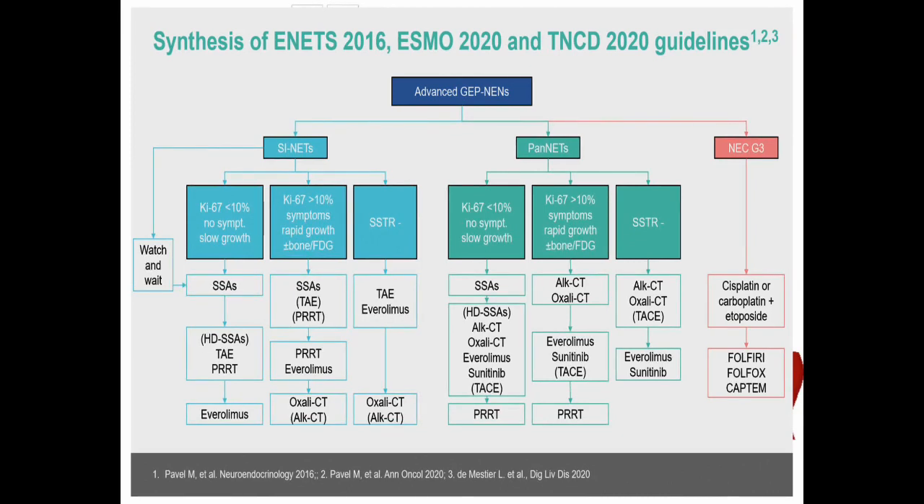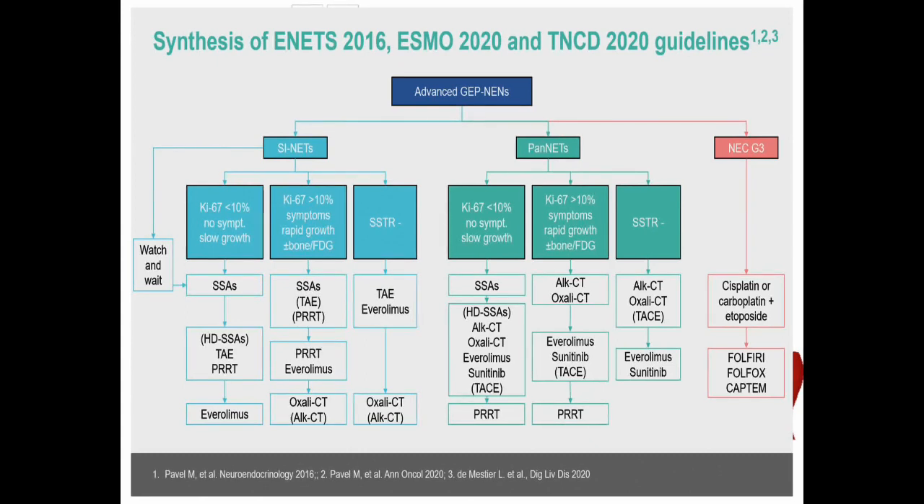First, patients with non-aggressive disease: Ki67 below 10%, no symptom, slow growth. Start with somatostatin analogs. At progression, start chemotherapy, most of the time with an alkylating agent. TACE or TAE is an option, and PRRT could be a third-line option.